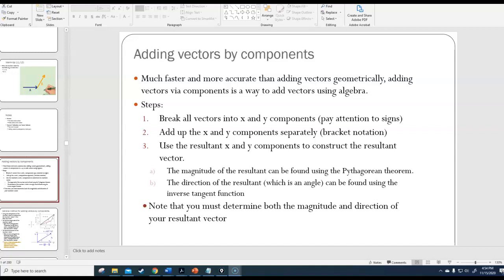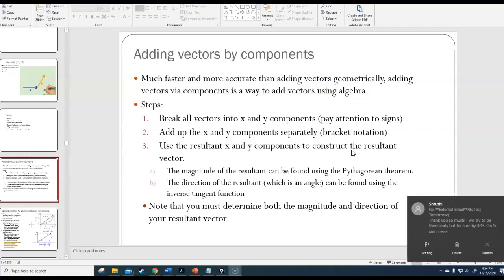The magnitude of the resultant can be found using the Pythagorean theorem, and the direction of the resultant, okay, remember we typically indicate direction with an angle, can be found by sketching the components of the resultant and then using the inverse tangent function. And so in situations where you're asked to find the magnitude and direction of the resultant vector, you should end up with a magnitude, which is just a number, plus an angle and some given direction.